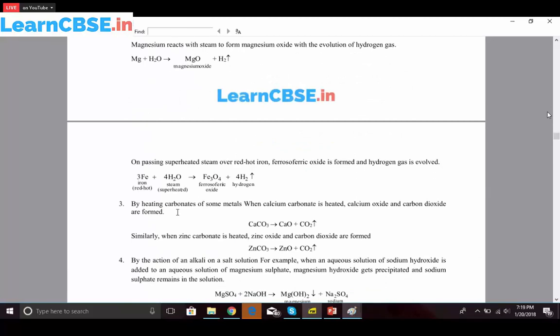Then the magnesium oxide is actually an insoluble one, so we cannot react it with the water. So the Fe reacts with the superheated steam. When we heat more, the water produces the water vapor. So the iron reacts with the water and it forms the ferroferric oxide plus hydrogen.